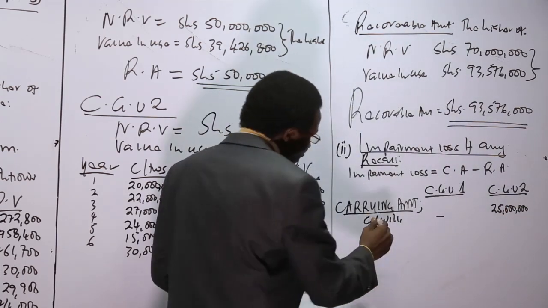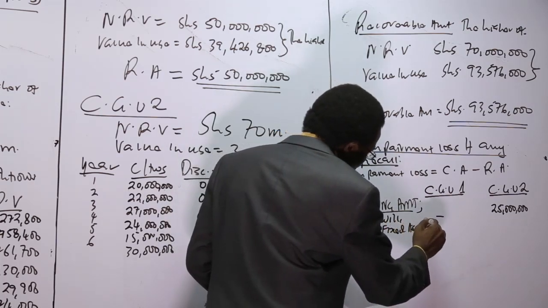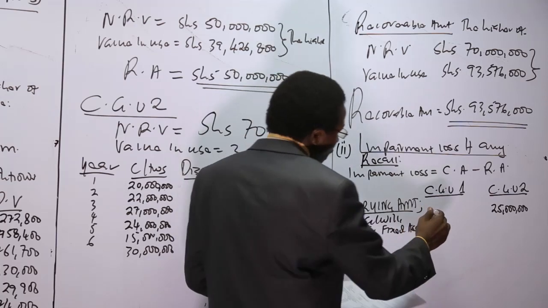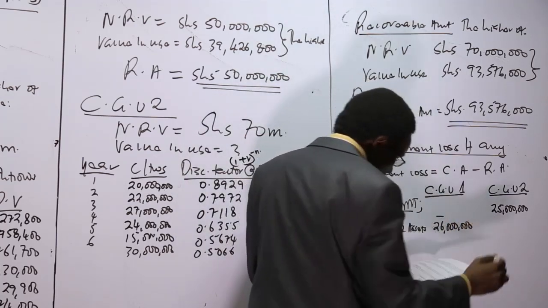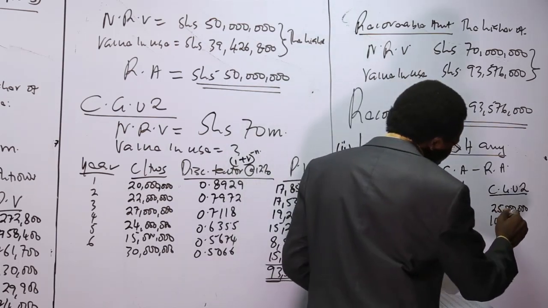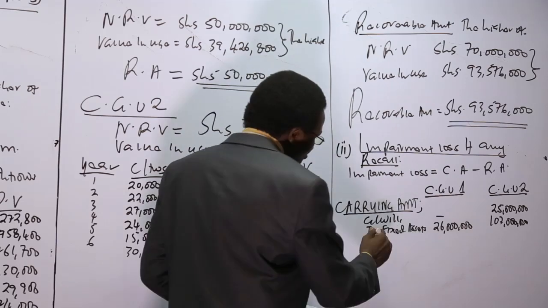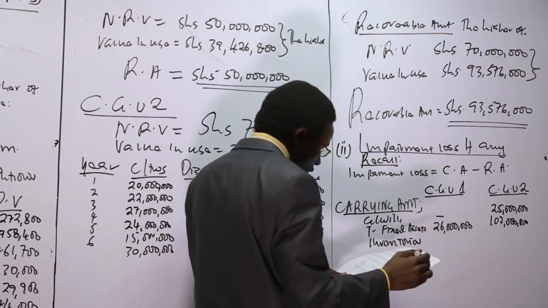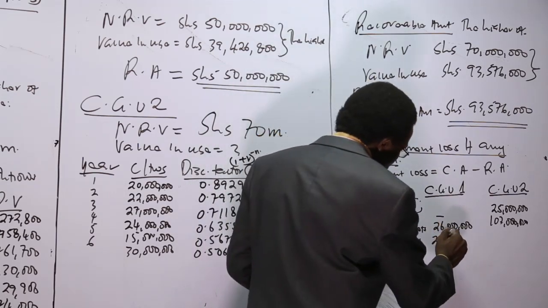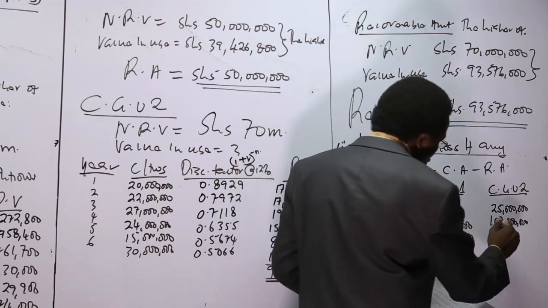We also have tangible fixed assets. The tangible fixed assets for unit 1 is 26 million, but for unit 2 is 107 million. Then we have inventories. Inventories we have 22 million. Then we have the 23 million.